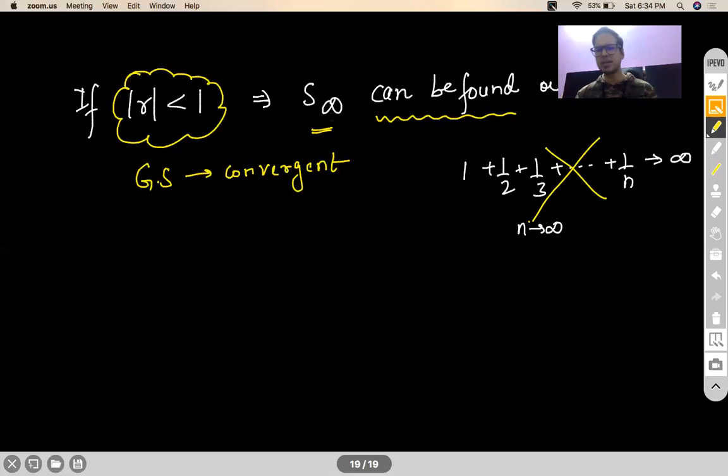Yes. The sum can become a zero. Absolutely, why not? Sum can become a zero.